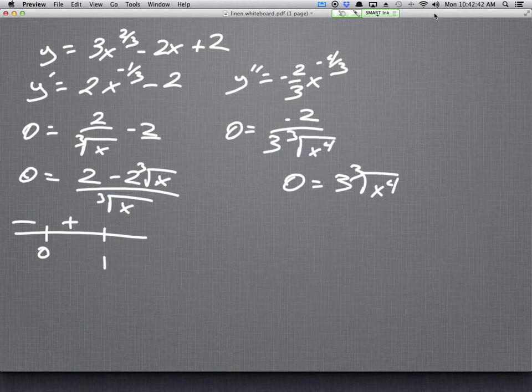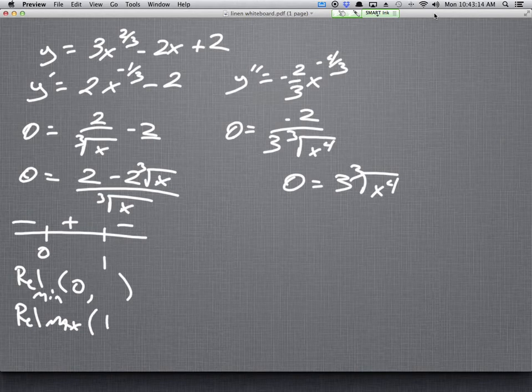Then what's a number bigger than 1 that I can take the cube root of? 8. So the bottom is obviously going to be positive. On the top, the cube root of 8 is 2, and 2 times 2 is 4. So I've got 2 minus 4, which means the top is negative. So, what do I have at 0? I have a relative min at 0. And at 1, I have what? I have a relative max at 1.